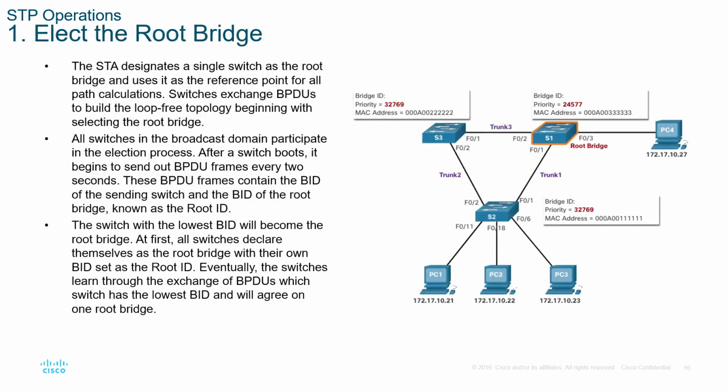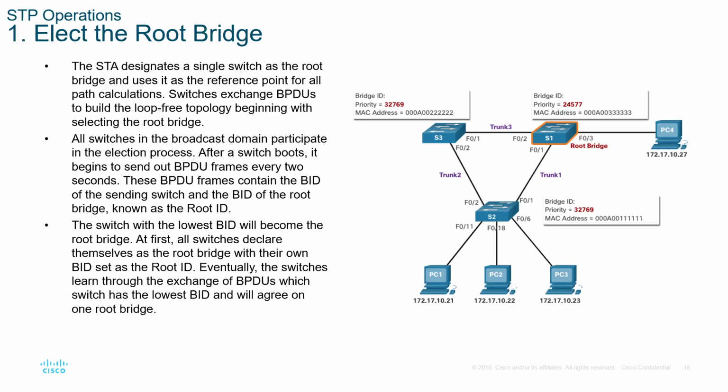Now, the spanning tree algorithm designates a single switch as the root bridge and uses it as the reference point for all the path calculations. Switches exchange BPDUs to build the loop-free topology, beginning with selecting the root bridge. As mentioned before, determining who's going to be the root bridge is the main step for the STA. It is the reference point for determining who is going to be blocking, who is going to be forwarding, and so on.